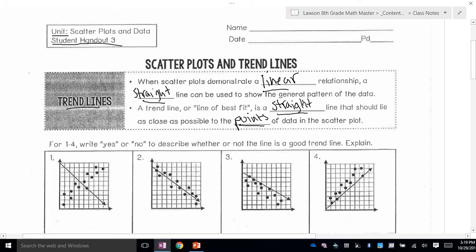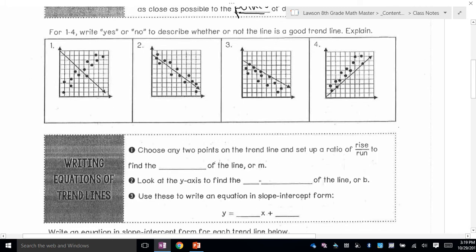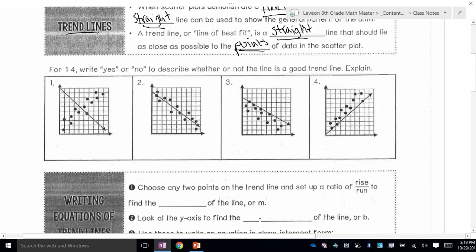Okay, so again, I think it's easier to explain things as we're working through them. So let's go ahead and look at number 1. It says for 1 through 4, write yes or no to describe whether or not the line is a good trend line. And then we're going to explain. So let's take a second and look at 1. So go ahead and pause your video, look at it and things like that, and then come up with what you think. Is this going to be a good trend line or not? And then we can come back to the video.